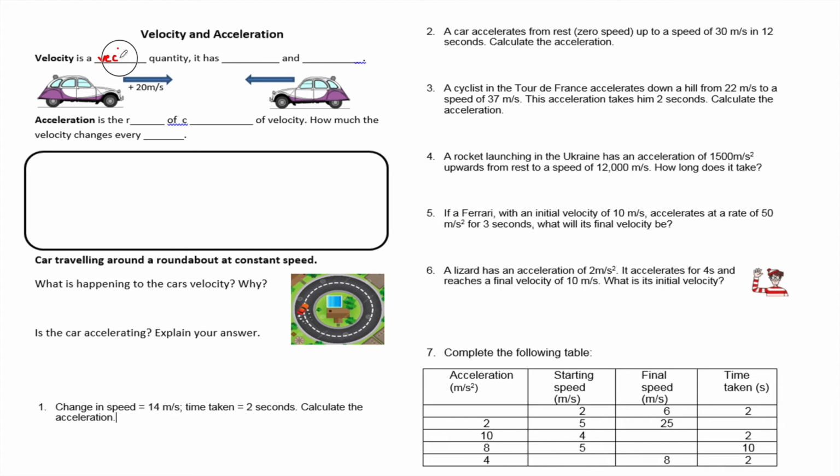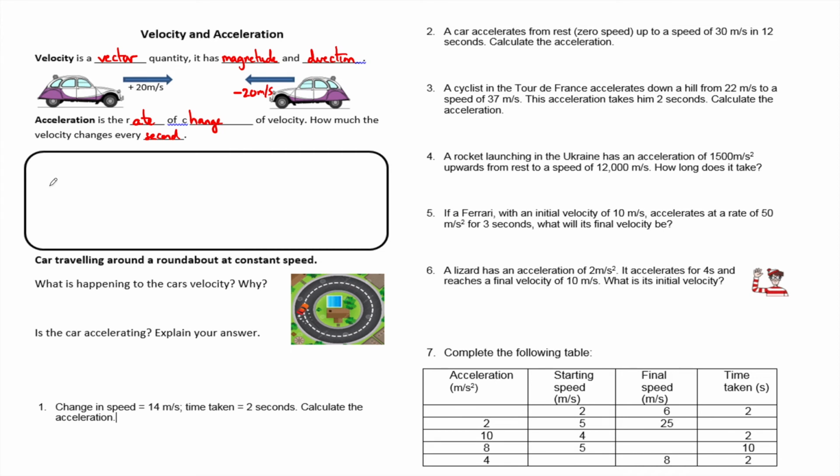So firstly, velocity is a vector quantity. It has magnitude and also direction, which means that car is travelling at minus 20 metres a second. Acceleration is the rate of change of velocity. That's how much the velocity changes every second.